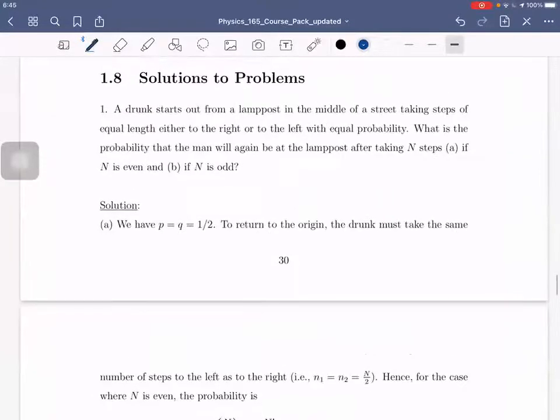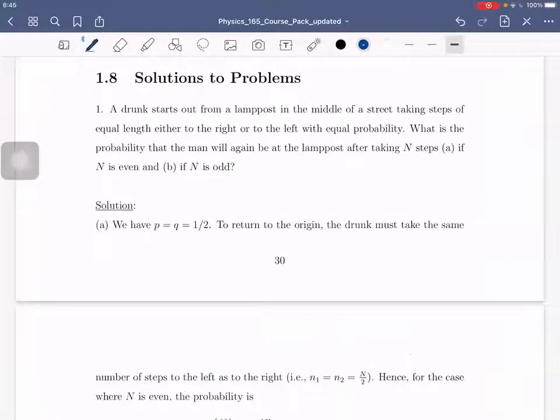So natapos tayo last time sa 1.7, which is yung Gaussian probability distribution na. So now I added, as I mentioned, another section, which is mga sample problems. So let's start with number 1.